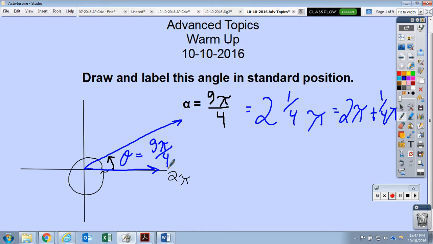So it just keeps going around and around, no matter how large this was. If this was 19 pi over 4, think about how many revolutions that would be if I started at 0 pi, at my initial side. Just as an example, let's say that this is, I don't know, gamma.